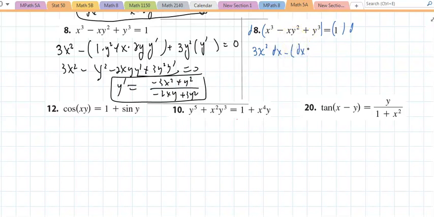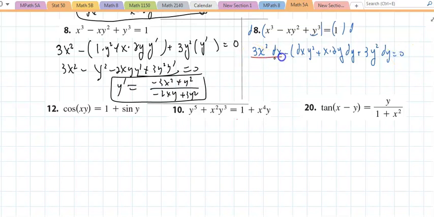Derivative of the first times the second plus the first. The second is a power function. You bring the power down, subtracting one from the power, times dy, plus, I see a power function of the 3. Bring the power down, subtracting one from the power, dy, and a derivative of a constant is 0.